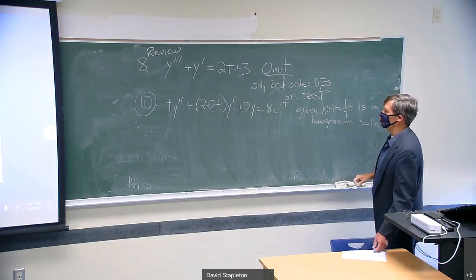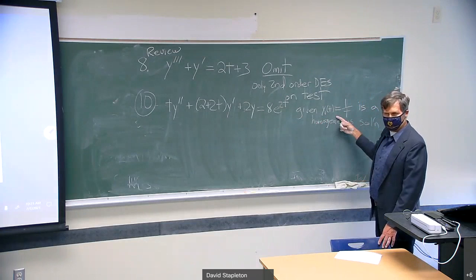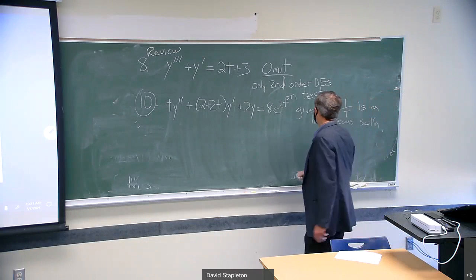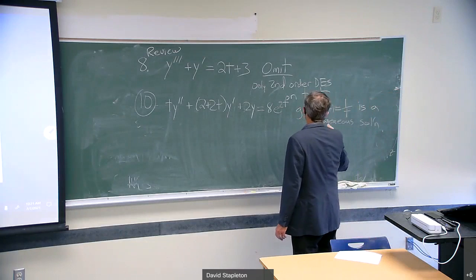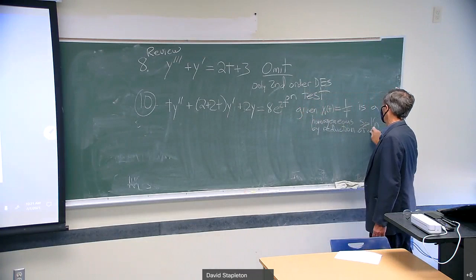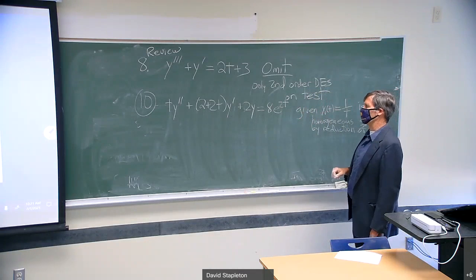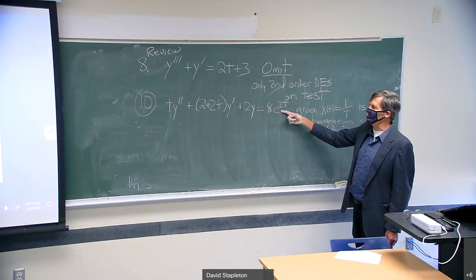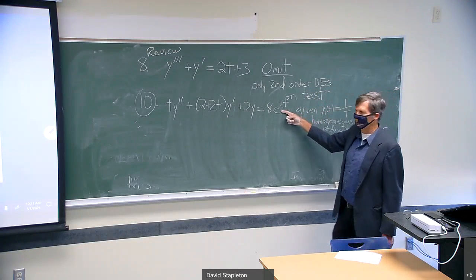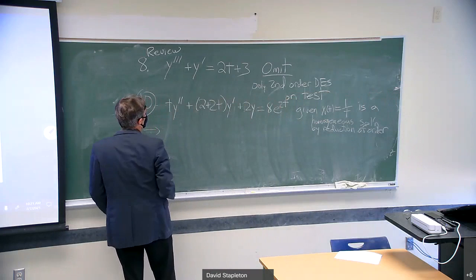This is a trick problem. If you got stuck on it, it might be for this reason. There's a formula that I gave you for the reduction of order. That formula only applies if you put it into standard form. This is not in standard form. So if you plug this into the formula, it'll come out wrong and you'll wonder what happened. So the first thing you do is put it into standard form.